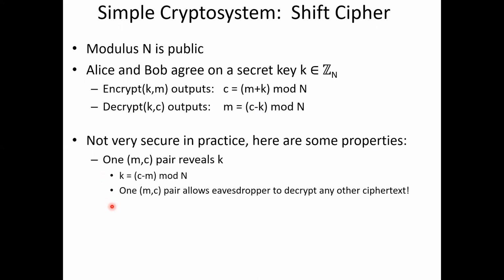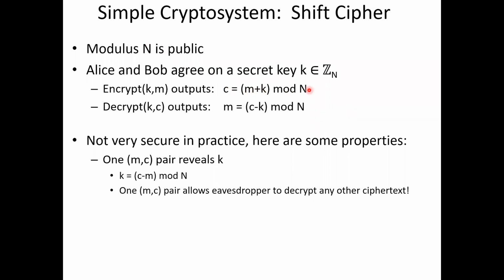Okay, so here is the shift cipher. Some properties of it. Note that if you have a single message-ciphertext pair, then this basically reveals the key. Because given a single m and a c, and knowing the modulus is public, everybody knows what this modulus is, because you cannot hide this. People can see that the numbers that are sent are between 0 and 78. So they know that the modulus you're using is 79.